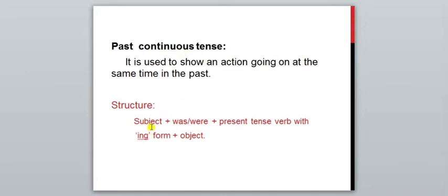See, subject, was, were. Here at the place of subject we used I. From this was and were, we used was with I. I was. Our present tense verb is read, and what's added? ing means reading. And which object did we use here? That is a novel. Means I was reading a novel.